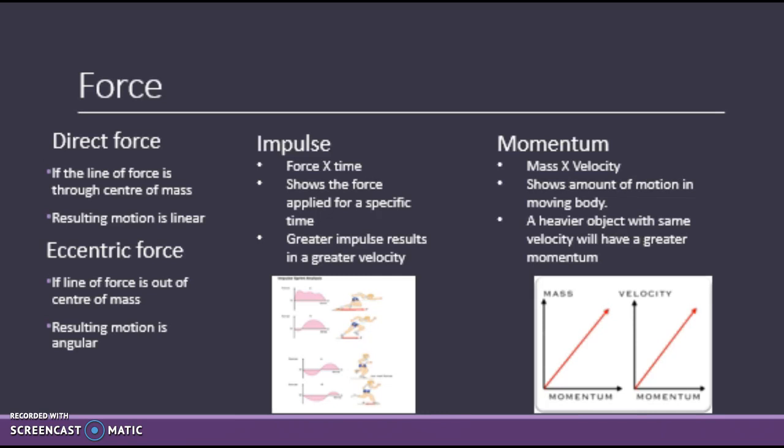Momentum is the product of mass and velocity, and so it shows the amount of motion there is in a moving body. Therefore, if an object is heavier but is able to produce the same velocity, then its momentum will be higher. For example, in shot put, athletes will spin for a period of time in order to increase velocity, so they have a higher momentum.